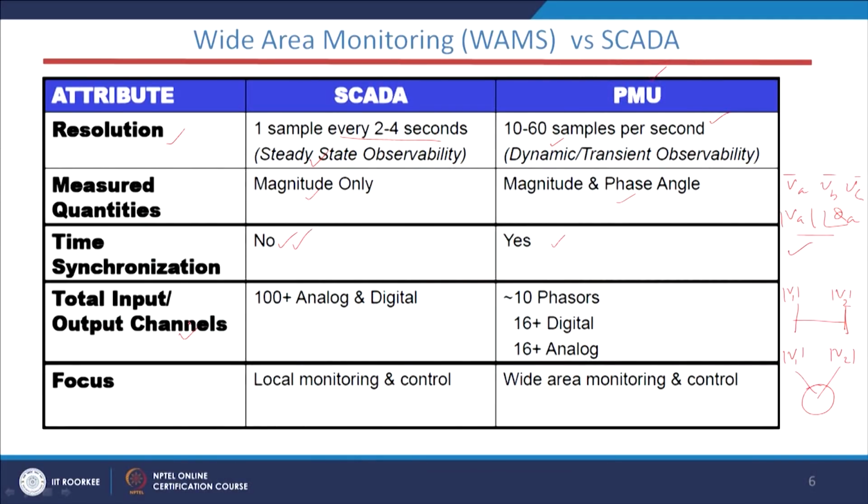Now, the next point is the total input output channels. In case of SCADA, we have 100 plus analog and digital channels, and here we have 10 phasors. This is important: phasors include both magnitude and phase angle. Along with this we have 16 plus digital channels and 16 analog channels. The focus of SCADA is local monitoring and control. However, here it is wide area monitoring and control. Wide area monitoring means it controls a very large network, whereas SCADA is basically a local monitoring system.